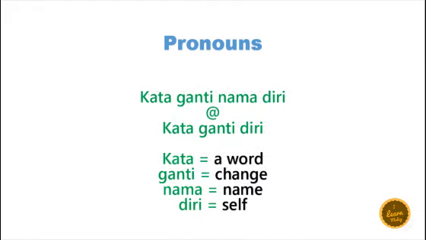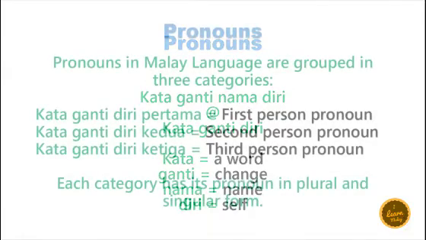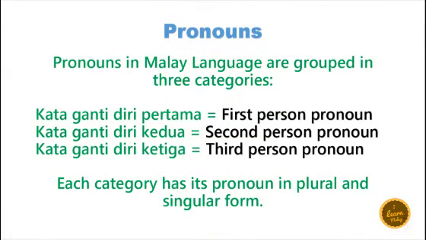In Malay, pronouns are known as kata ganti nama diri or kata ganti diri. Kata means a word, ganti, change, nama, name, diri, self. Pronouns are grouped in three categories. The first one is kata ganti diri pertama, first person pronoun. Kata ganti diri kedua, second person pronoun. And lastly, kata ganti diri ketiga, third person pronoun.